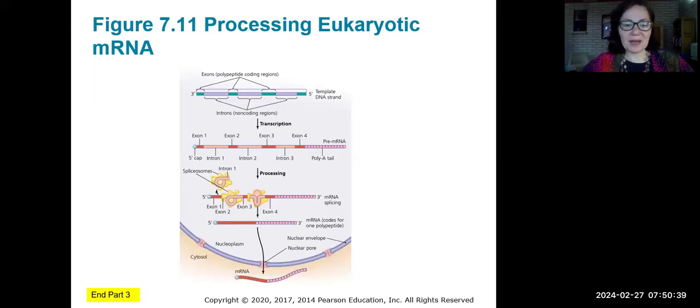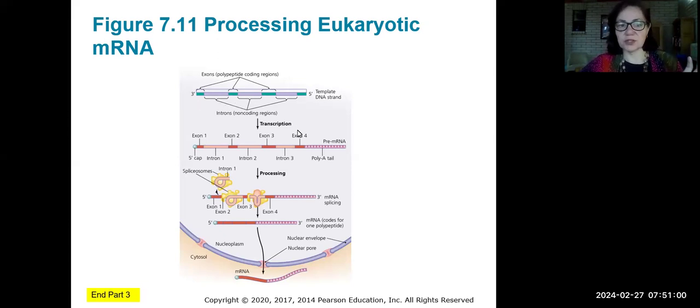Hello, and welcome back to the lecture on Chapter 7, Microbial Genetics. We had just finished up Part 3. We had talked about processing the messenger RNA in eukaryotic cells. So this generally does not happen in the prokaryotic cells. So in the eukaryotic cell, the situation is a little more complex.